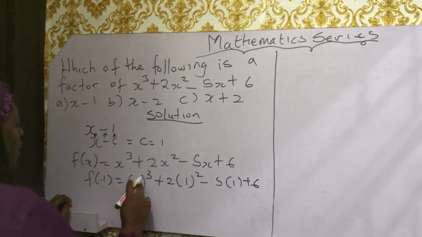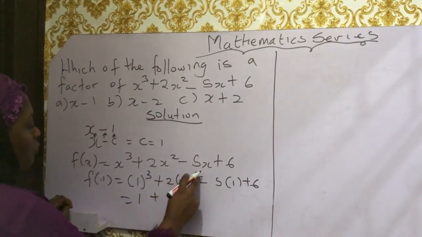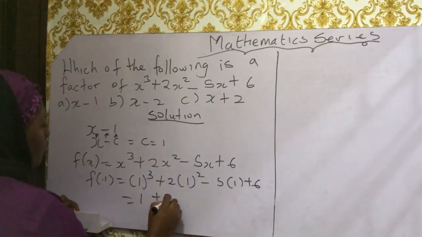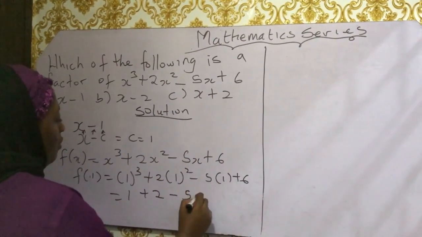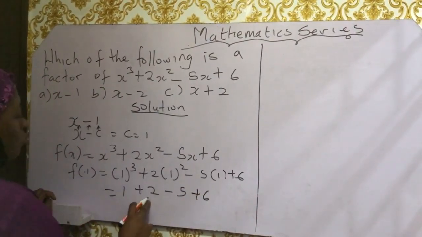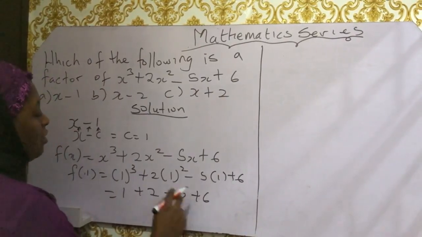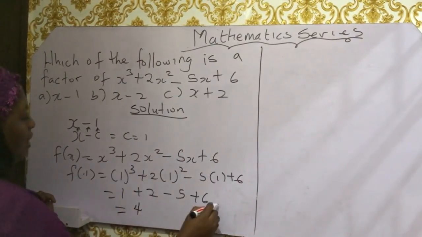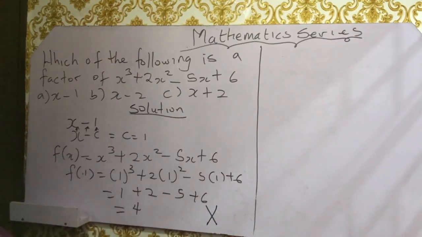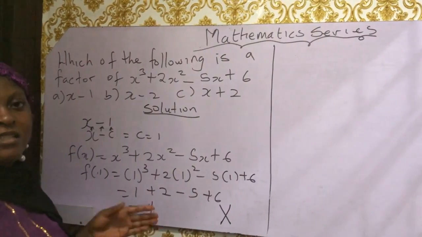1 to the power of 3 gives 1. 2 times 1 to the power of 2 is 1 times 2, that is 2, minus 5 times 1 is 5, plus 6. 1 plus 2 gives 3. 3 minus 5 gives negative 2. Negative 2 plus 6 is what? 4. So this is not a factor because you have a remainder of 4. For it to be a factor, it should be 0.